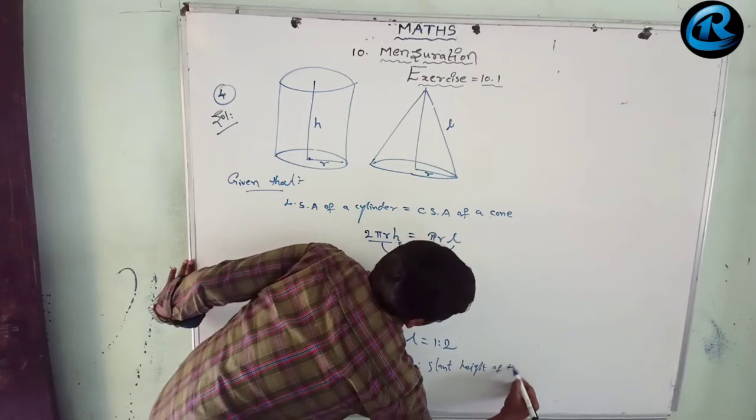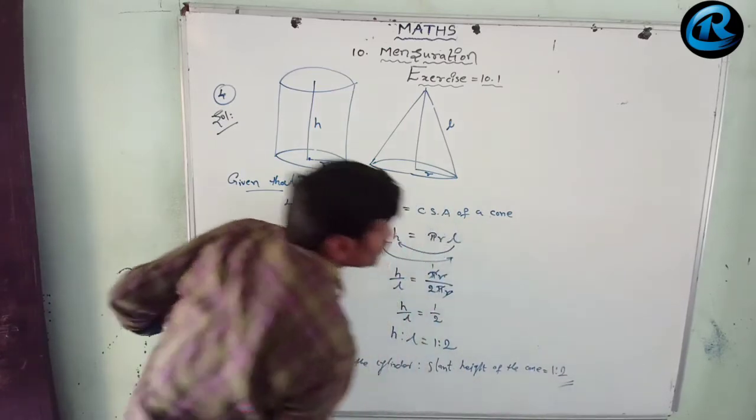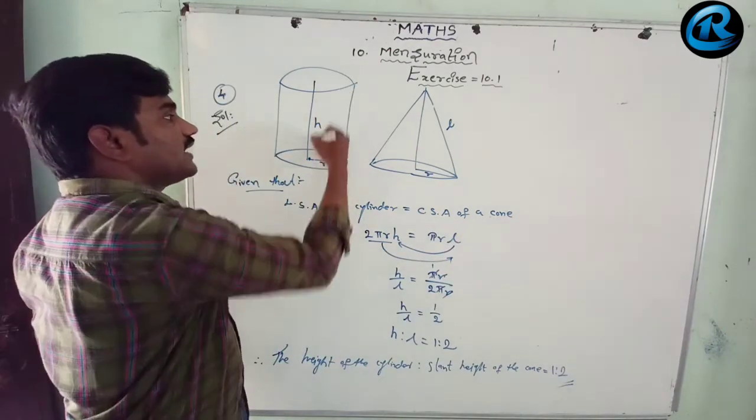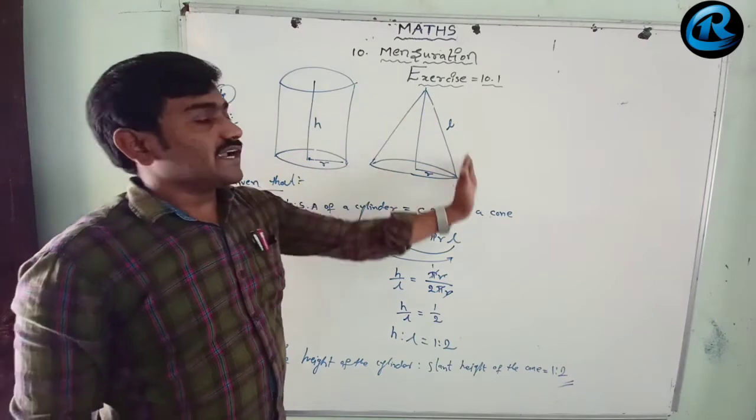Height to slant height of the cone is equal to 1 is to 2. అంటే ఇది 1 ఉంటే హైట్ 1 ఉంటే స్లాంట్ హైట్ అనేది 2 గా ఉంటుంది. ఇఫ్ హైట్ 5 ఉంటే స్లాంట్ హైట్ అనేది 10 ఉంటుంది.